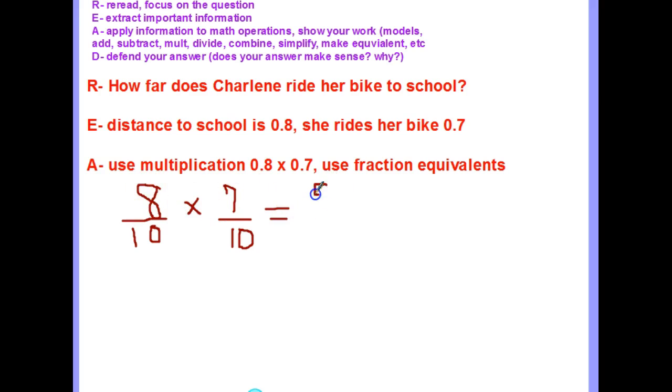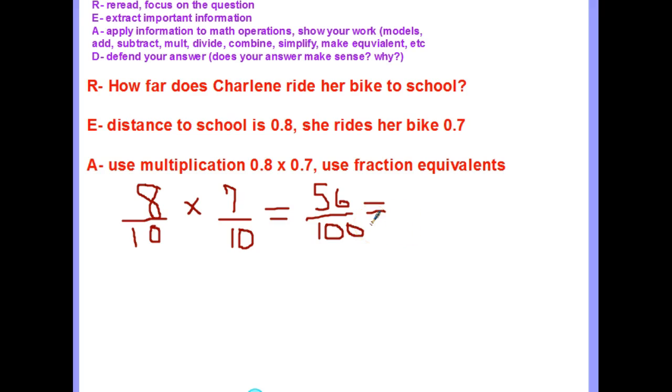8 times 7 is 56. And then we would multiply 10 times 10 to give us 100, because 1 times 1 is 1, and we have our 2 zeros. Now all we need to do is translate this into its decimal equivalent. So now we want to make it go back into a decimal.